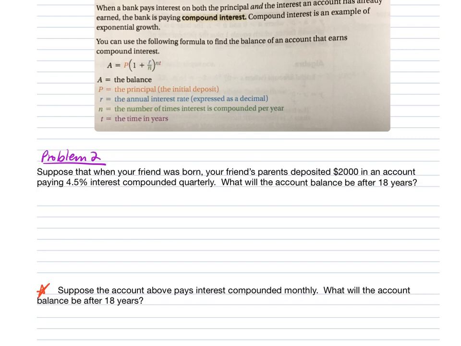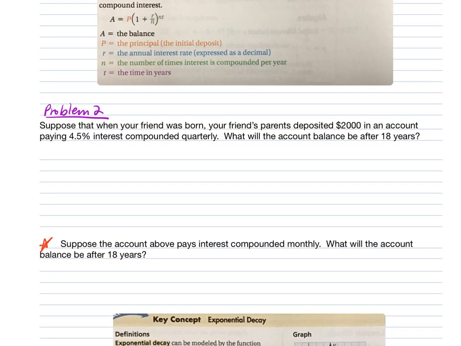Okay, so suppose when your friend is born, your parents deposited, let's write this formula down first: 1 plus r over n to the nt. Our initial amount is 2,000, that's our P. This is my r, as a decimal, 0.045. And this is quarterly, so my n is 4, meaning interest is compounded 4 times a year. What is the account balance after 18 years? So t is 18.